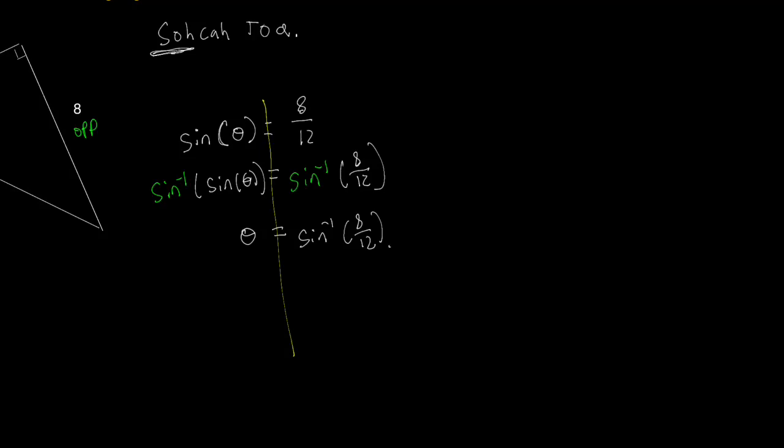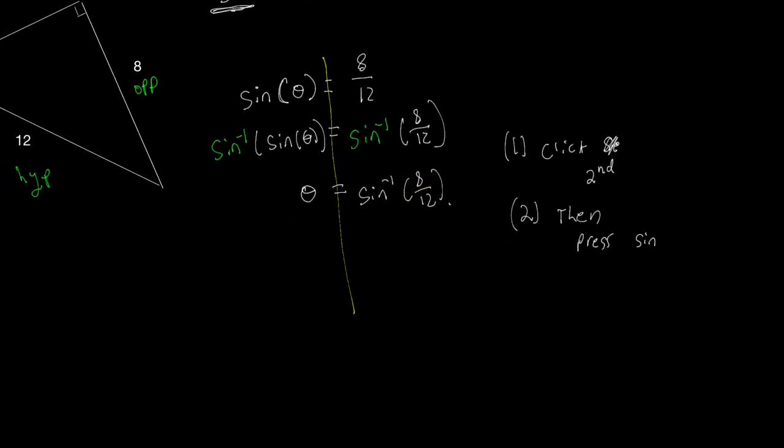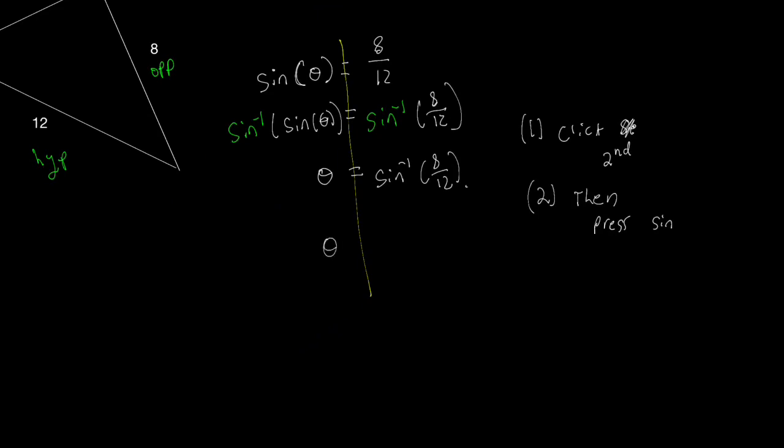Now on your calculators, there's a second button. So if you click second, so here, let me write this down. If you click second and then press sine, you should get this sine inverse symbol. And now just write 8 division 12 and close it. Press enter, and you should get that theta is approximately equal to 41.81.